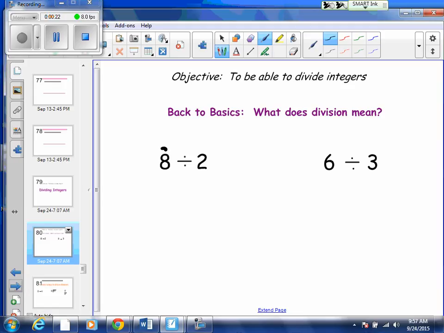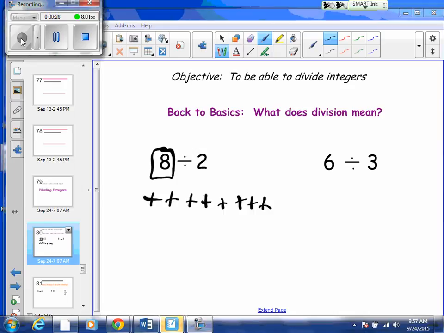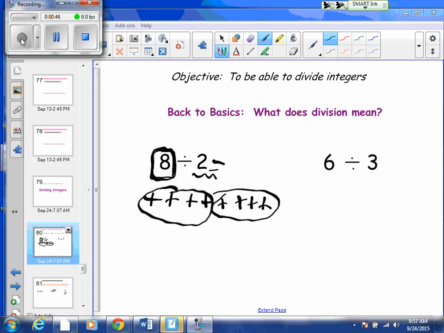So we start, we have 8. We have 8 what? 8 positives. The number we're dividing by tells us how many equal groups we're going to divide those 8 positives into. So this says 8 positives, divide them into 2 equal groups. Okay, 2 equal groups, looks like that. Is that group equal? Yes. And then our quotient tells us how many things would be in each of those groups. So in each group there are 4 positives.